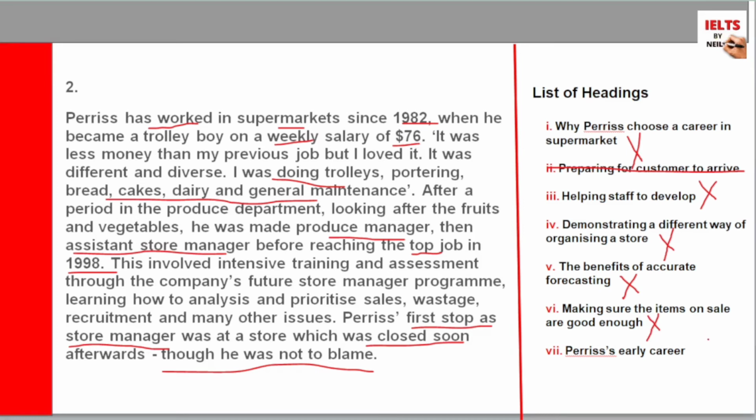Next one is Paris's early career. Yes, they are talking about the employment history or early career of Paris. So this is a tick. So C, we got the answer here, and I hope you got the same answer as well. So the correct answer for number 2 paragraph is 7. Paris's early career. Okay, now we're gonna do one more, and after that you will get one more to do by yourself.